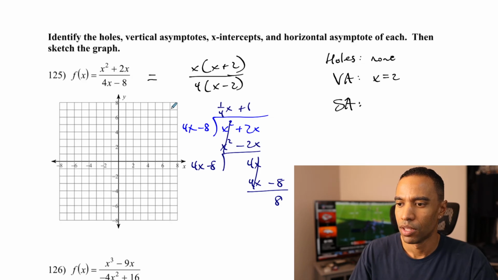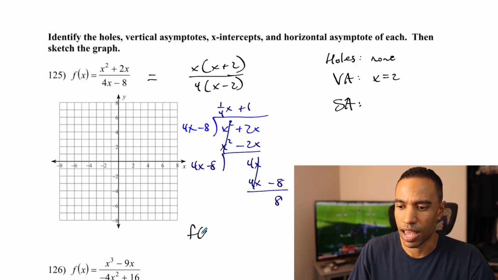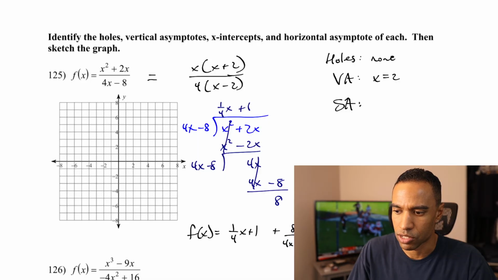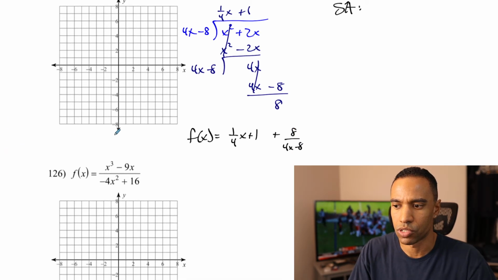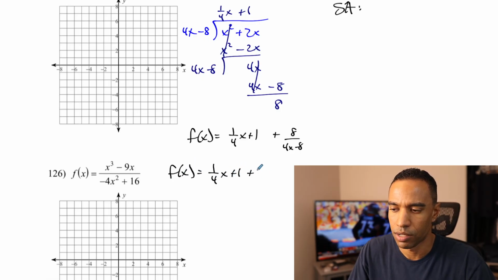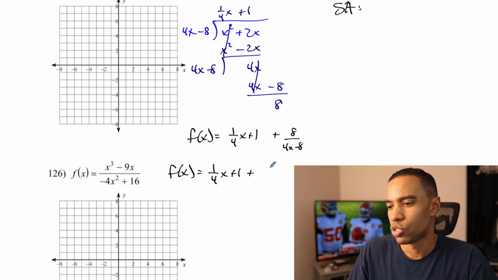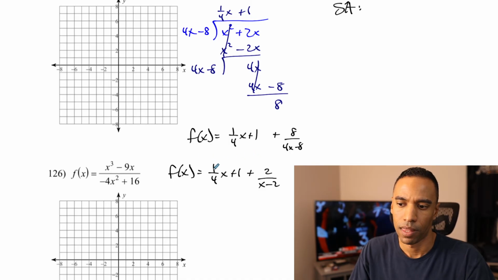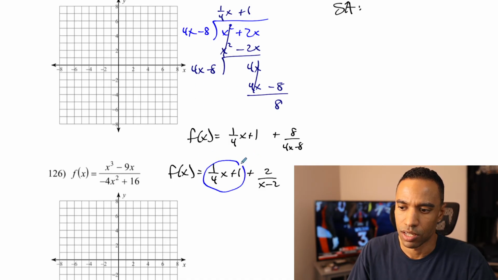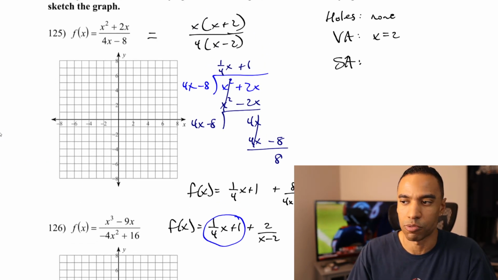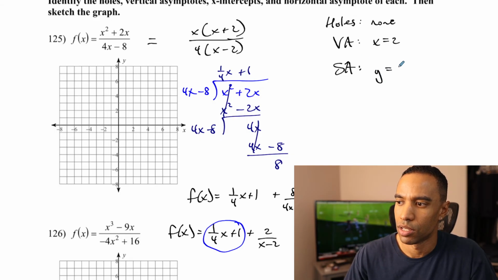That's my remainder. So this function can also be written as f of x equals 1/4 x plus 1 plus 8 all over 4x minus 8, which I can also reduce that part. F of x equals 1/4 x plus 1 plus 2 over x minus 2, if I divide those all by 4. Now this represents your horizontal or slant asymptote. In this case, it's a slant asymptote. Y equals 1/4 x plus 1.